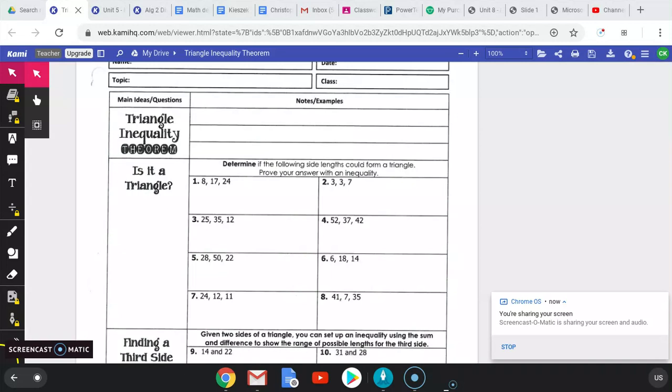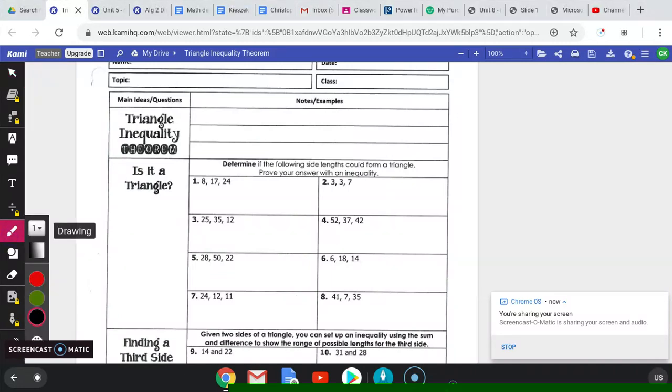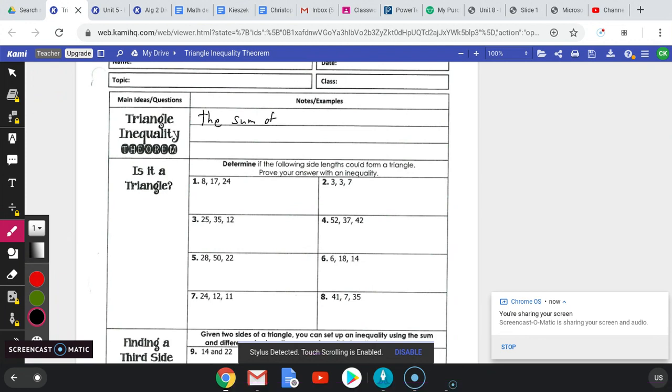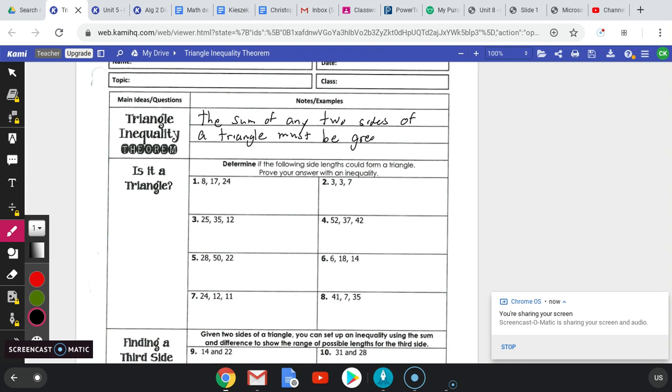In this video we're going to be looking at the triangle inequality theorem. So what is the triangle inequality theorem? Well, it says this. It says the sum of any two sides of a triangle must be greater than the third side.